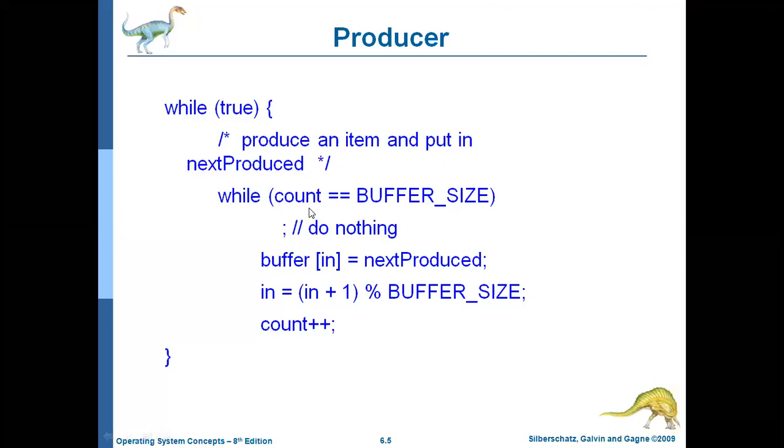So now, while count equal to buffer size, what is the count value now? The count value is 1. So 1 equal to 5? Condition fail. Again you need to go to buffer of in. Buffer of in means 1. Earlier it was 0. At the end of the first iteration, we incremented the value of in to 1 and count to 1. So now the value of in is 1. So buffer of in equal to next produced. That means buffer of 1 equal to next produced.